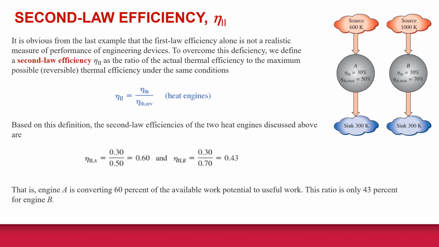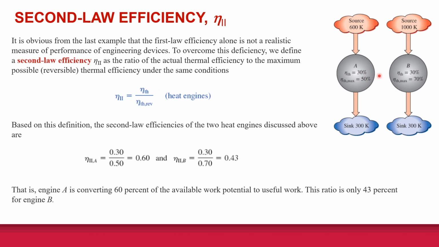So it's obvious from the last example that the first law efficiency alone is not a realistic measure of performance of engineering devices. To overcome this deficiency, we define what's known as the second law efficiency as the ratio of the actual thermal efficiency to the maximum possible reversible thermal efficiency under the same conditions. This is for heat engines. We define it as eta theoretical over eta theoretical reversible.